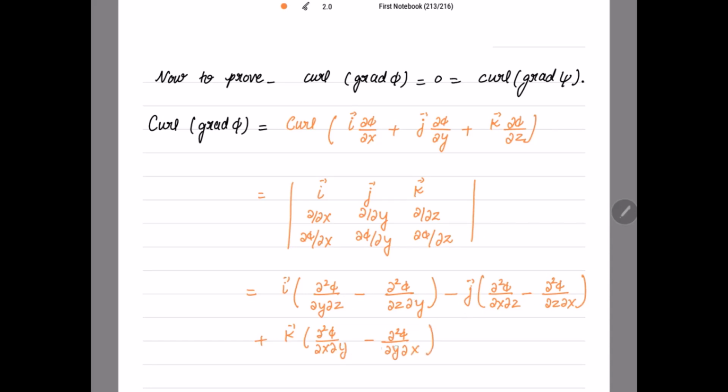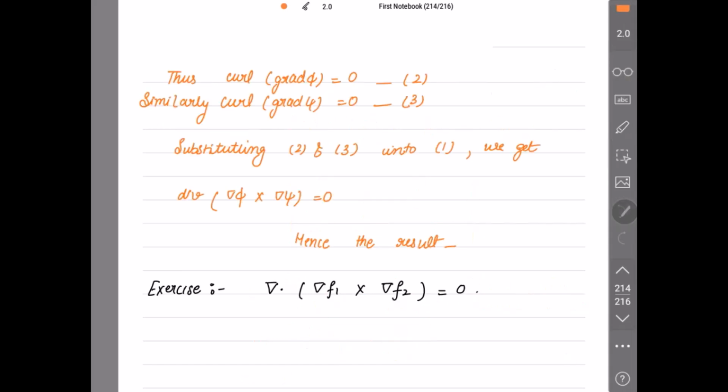And these terms cancel each other, right? Because curly square phi by curly y curly z is equal to curly square phi over curly z curly y. So these cancel, these cancel, these cancel, and the result is equal to 0. Similarly, the result for curl grad xi is equal to 0. So we got these two and I have marked them as 2 and 3. Now substituting 2 and 3 into 1, we get the divergence of del phi cross del xi is equal to 0 because both terms are 0. So the divergence comes out to be 0 and hence the result.